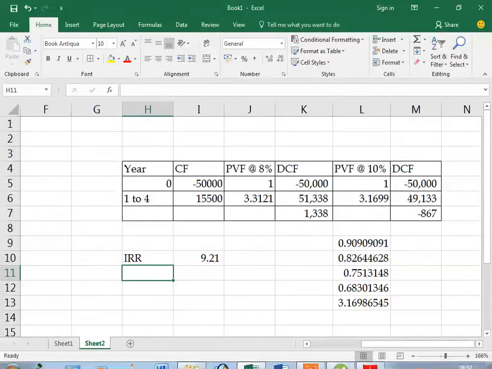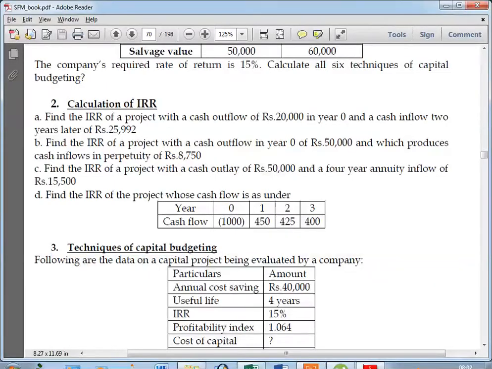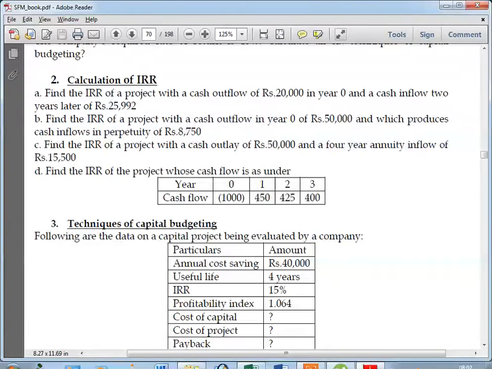Any doubts on this? Can I proceed? For the next one, can you quickly tell me what is ARR on average investment for the next cash flow? 450 plus 425 plus 400, it adds up to 1275. Less 1000, 275 is the PAT. So average PAT is 90.